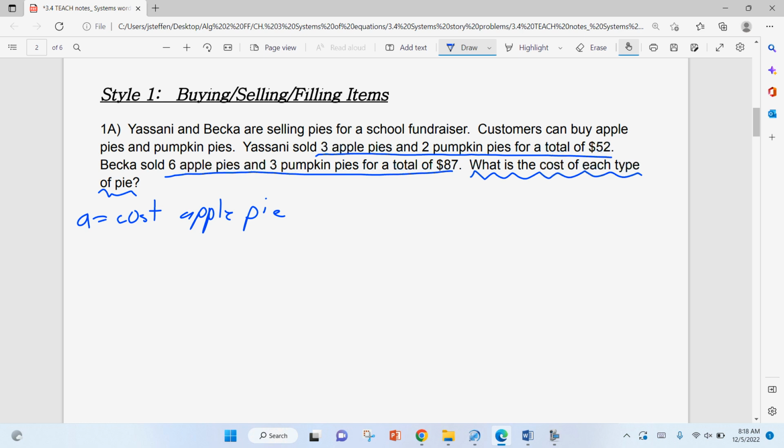But when I do my notes, I'm going to be a little bit more specific, so that helps you know what you're finding. And then P is pumpkin pie. Sorry, cost of pumpkin pie. See, already almost messed that up.